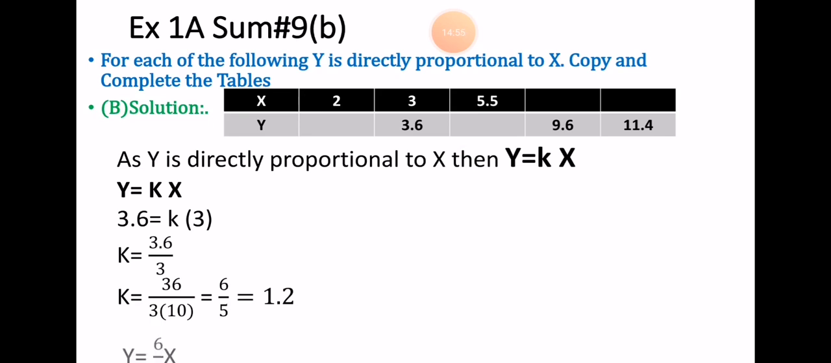So substituting the value of k in this equation, y is equal to 6 by 5x. You can also write y is equal to 1.2x in decimal form. So moving toward the next slide. In the next slide we will solve the values.